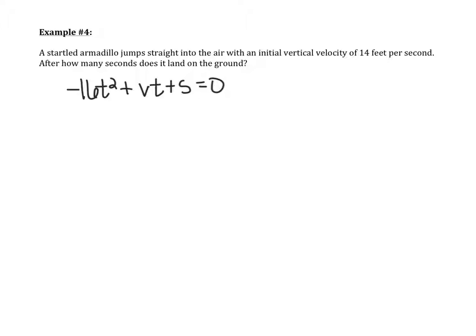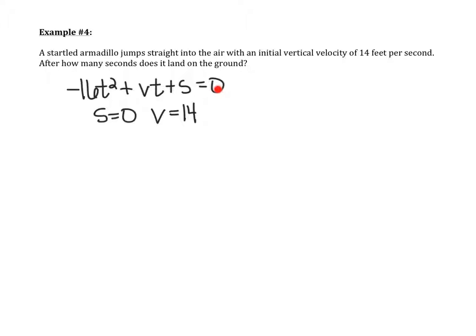So let's start plugging in things that we know. It says that it jumps straight into the air, so its initial height, s, would equal 0. And it says its initial vertical velocity is 14 feet per second. So v equals 14. And then it says after how many seconds does it land back on the ground?